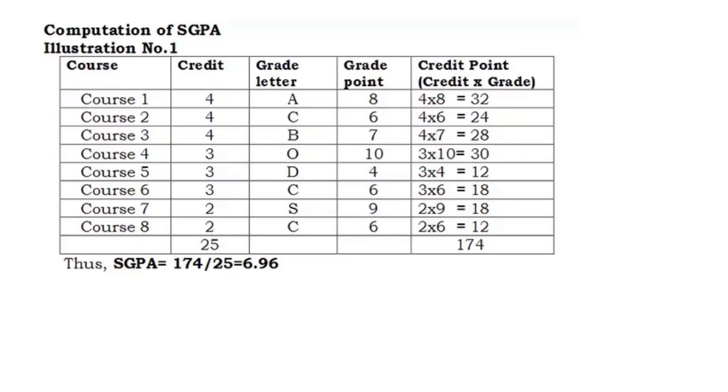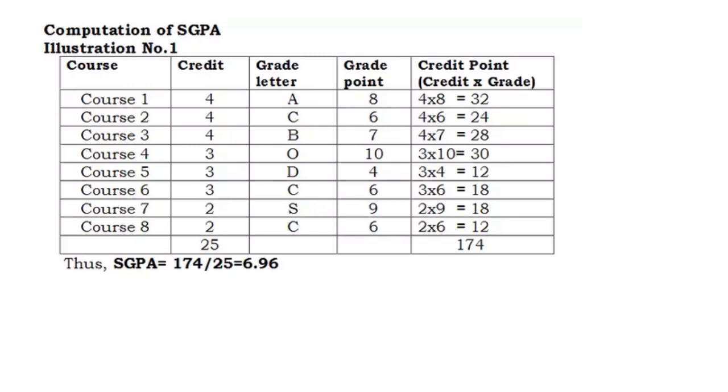The grades are given here. The grade letters are A, B, C, and depending upon the letter, the grade points are 8, 6, 7, 10, 4, 6, 9. So if you want to calculate the SGPA, you already know the formula. Credit into grade point: 4 into 8, 32; 4 into 6, 24; 4 into 7, 28; 3 into 10, 30; 3 into 4, 12; 3 into 6, 18; 2 into 9, 18; 2 into 6, 12.